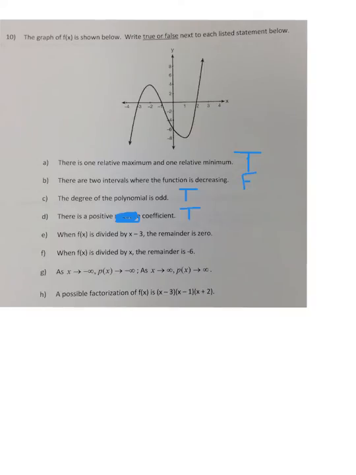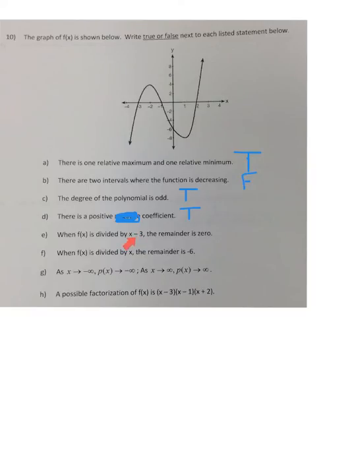Okay, let's look at E. When f of x is divided by x minus 3, the remainder is 0. Well, if x minus 3 is the factor, remember that the 0 then would have to be x equals positive 3.